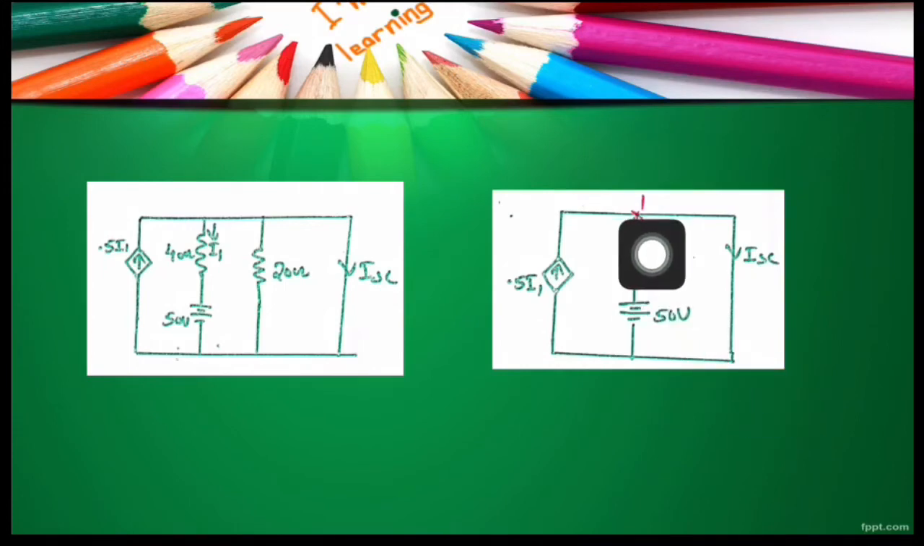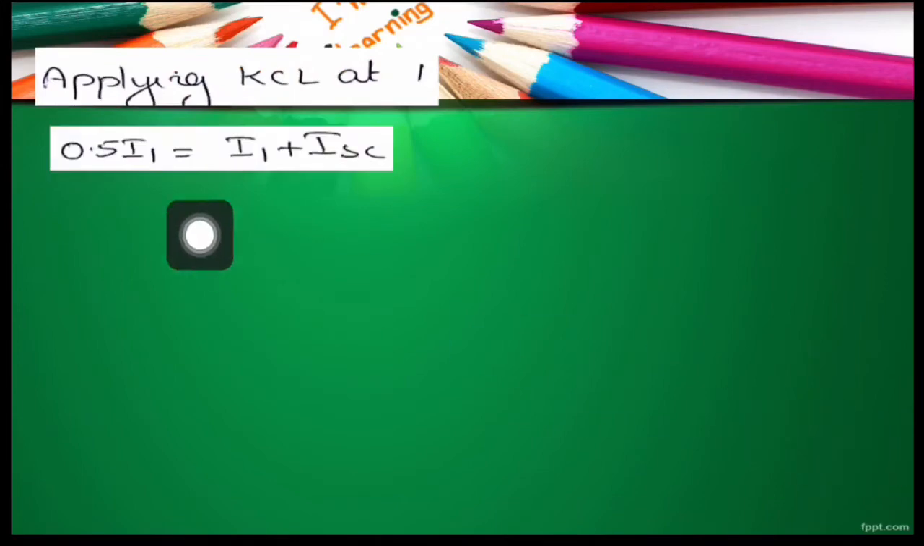Let us label this as node 1. Now what we are going to do is write KCL at this node. By inspecting this node, it is clear that there is one incoming current 0.5 I1 and two outgoing currents I1 and ISC. By KCL, sum of currents entering a node is equal to sum of currents leaving that node. Hence, we can write 0.5 I1 is equal to I1 plus ISC.